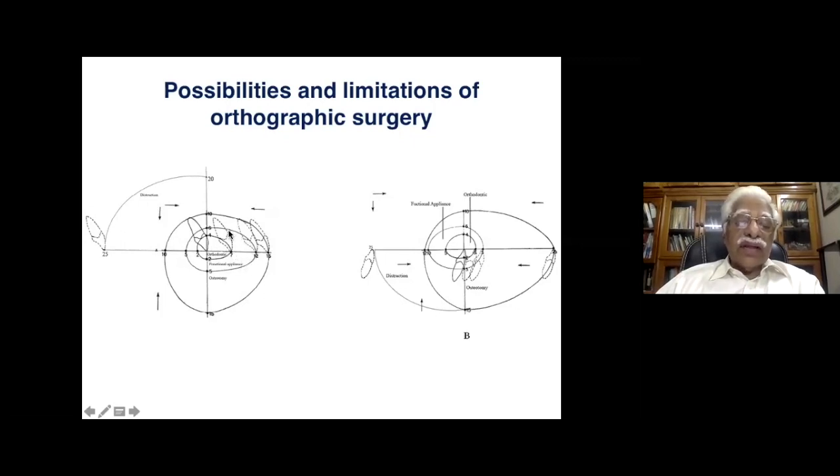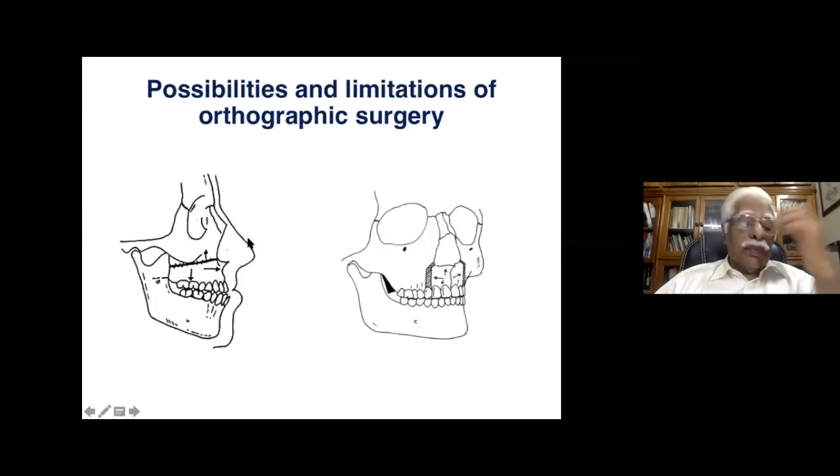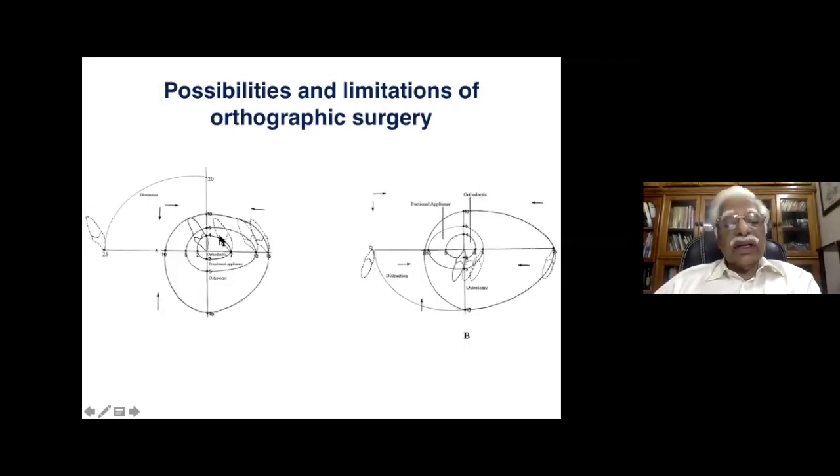And the next circle is for functional appliances. You will be able to move almost up to 12 millimeters. Functional appliances have to be started at a young age, before the growth is completed, while the growth spurt starts. And this is what we'll be able to achieve by surgery. Surgery, as you know, is done after the growth period is completed, that is usually after 18 years.